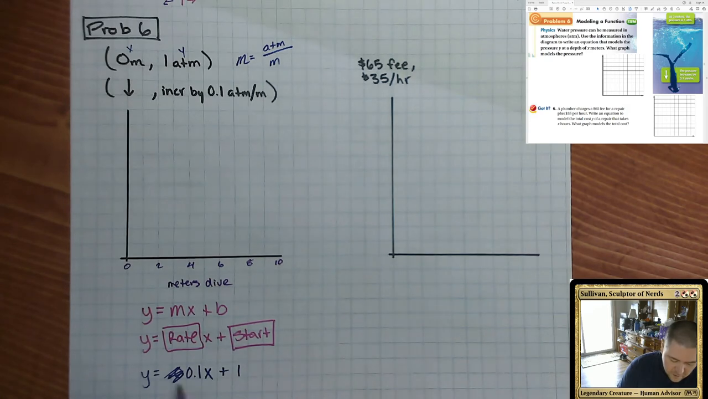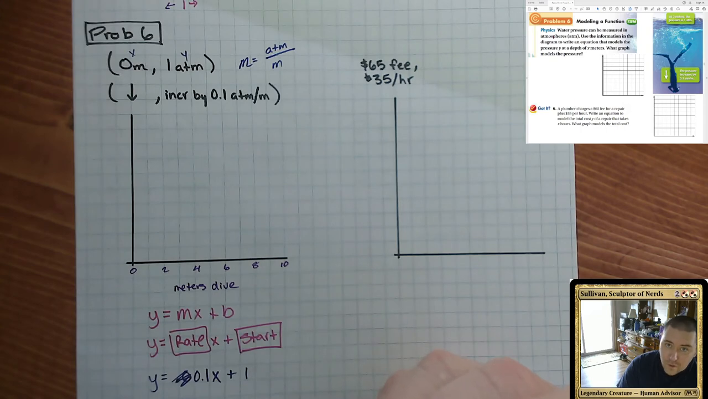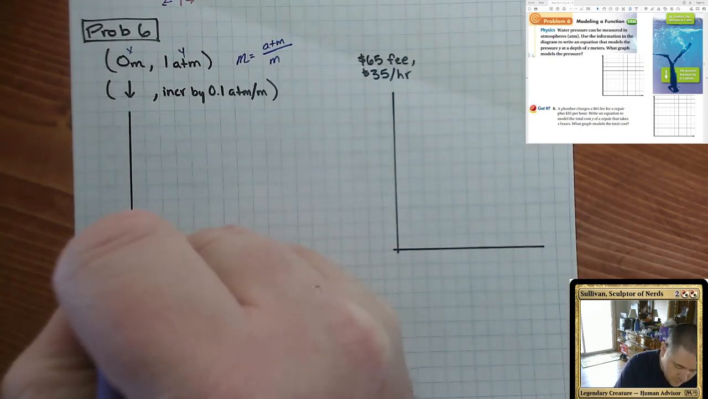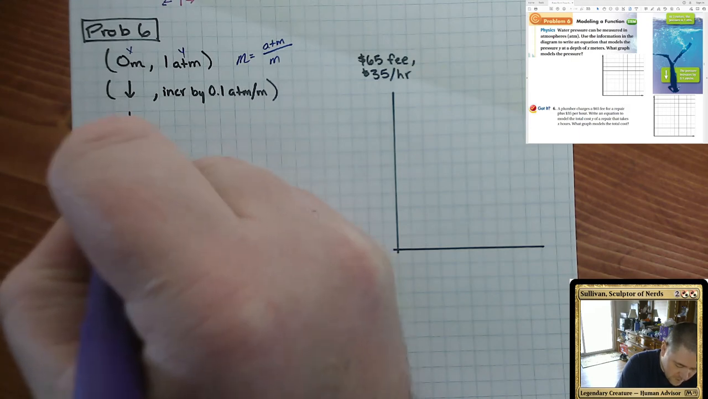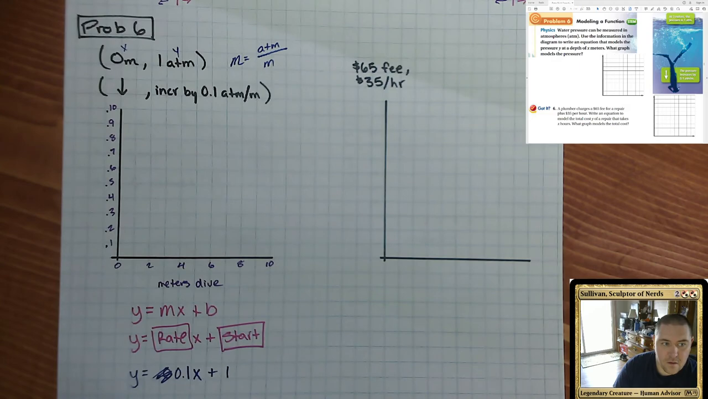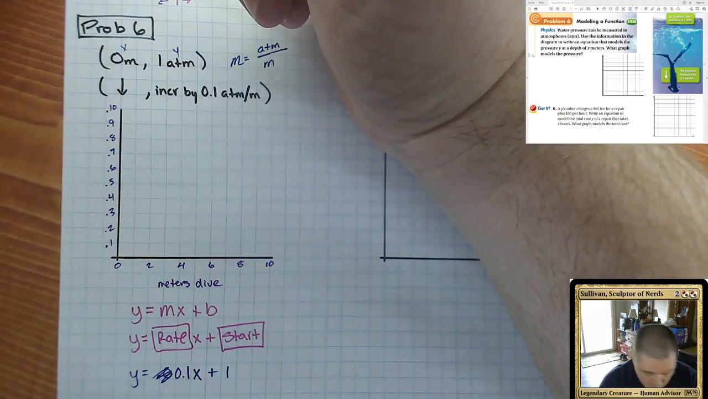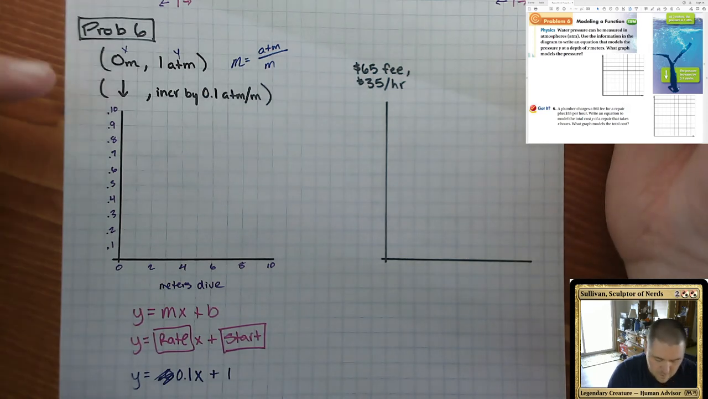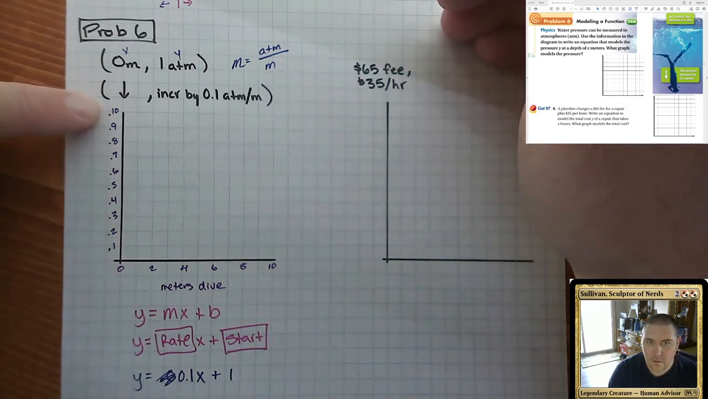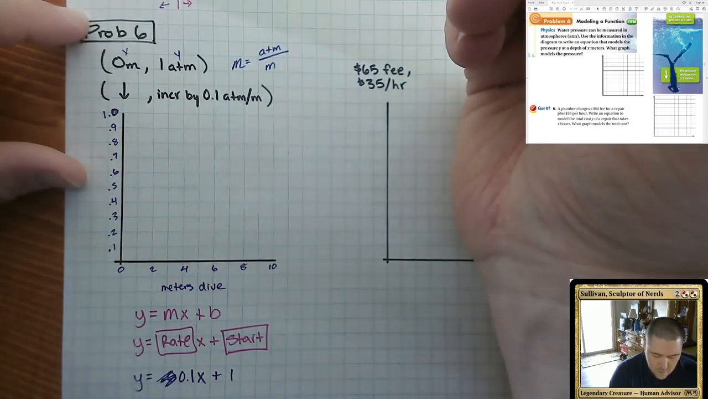Now, if my pressure is increasing 0.1 for every meter, then it would probably make sense for this to also just go by 0.1, go by tenths. So I'm going to have 0.1, 0.2, 3, 4, 5, 6, 7, 8, 9, and 10. Make sure that you also say this is pressure. Uh-oh. Where does it start, though? I'm going up by 0.1 every time, but I'm supposed to start at 1.0. Uh-oh.